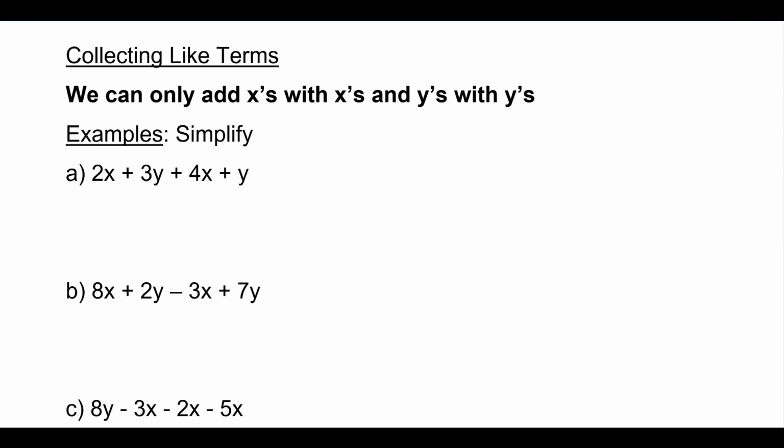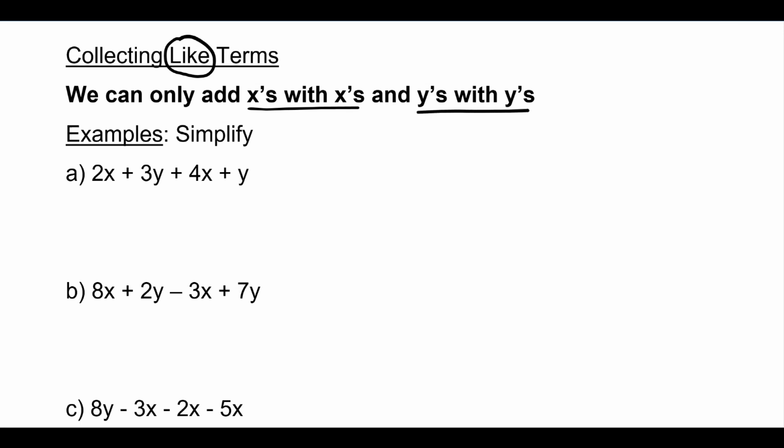You often have expressions with different variables. We need to remember that you can only collect or add together or subtract together what we call like terms. These are terms that have exactly the same letter or variable. Essentially, you can only add x's with x's and y's with y's.